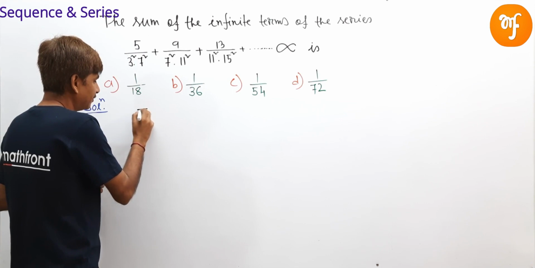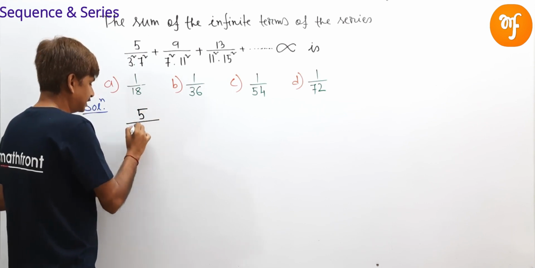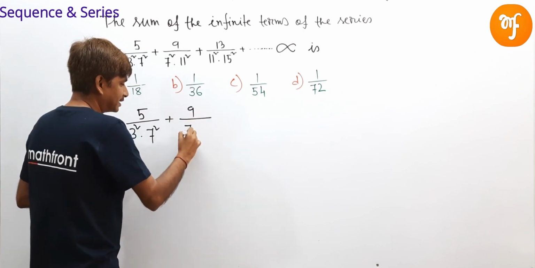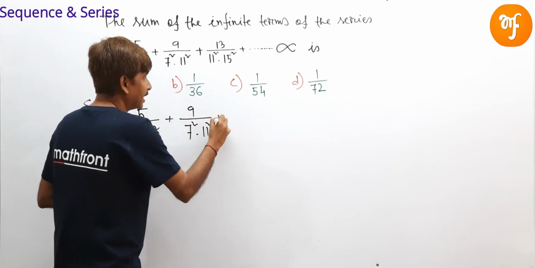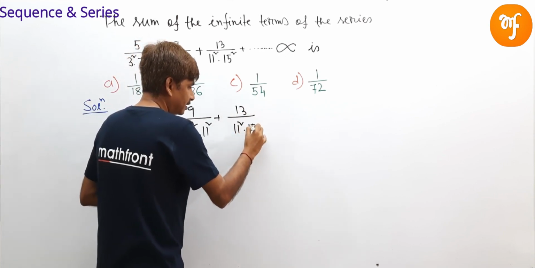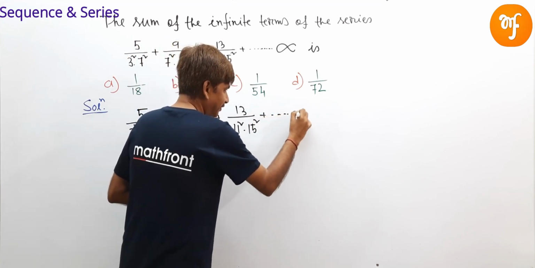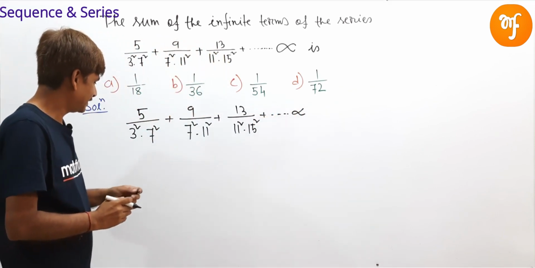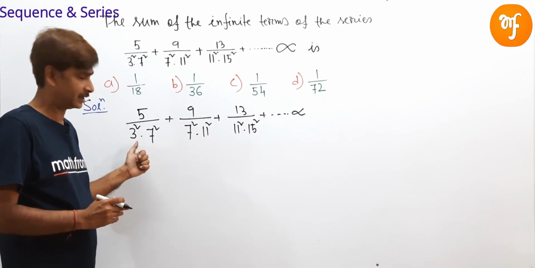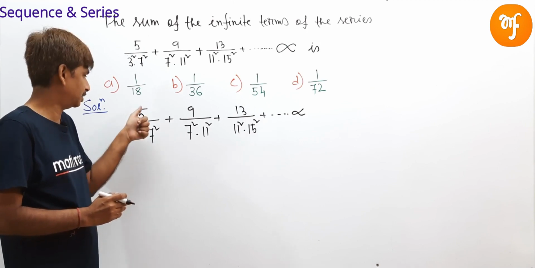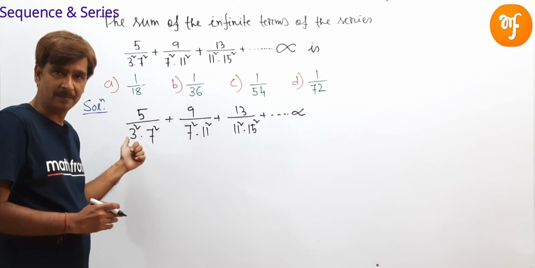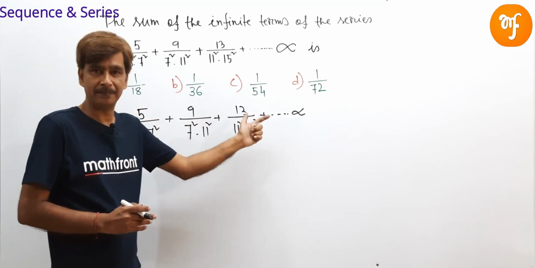The series is 5 divided by 3 square into 7 square, plus 9 divided by 7 square into 11 square, plus 13 divided by 11 square into 15 square, like this till infinite. Now, as the sum of the base factors of the denominator, that is 3 and 7, is 10 and the numerator is 5, we must multiply and divide by 2 with each of these terms.